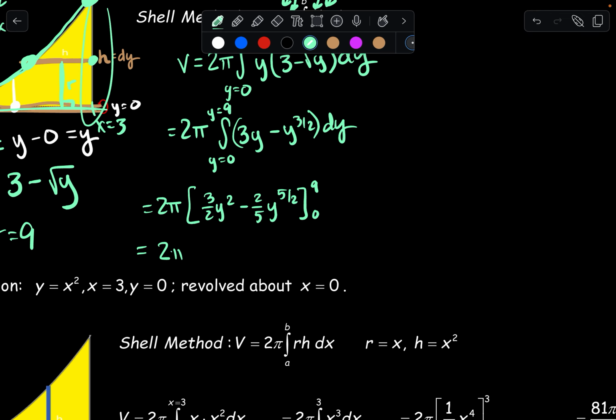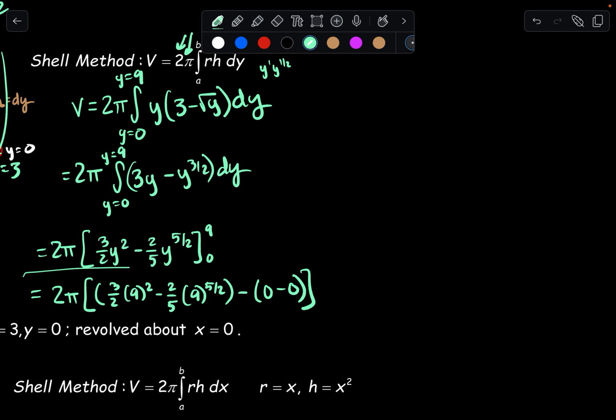All right, we have our 2 pi. First fundamental theorem of calculus, we plug in the upper bound. I have 3 over 2. We will square the 9 minus 2/5. We will raise the 9 to the 5/2. And then minus the lower bound. If we plug in 0 for both of those, we just get 0 minus 0.